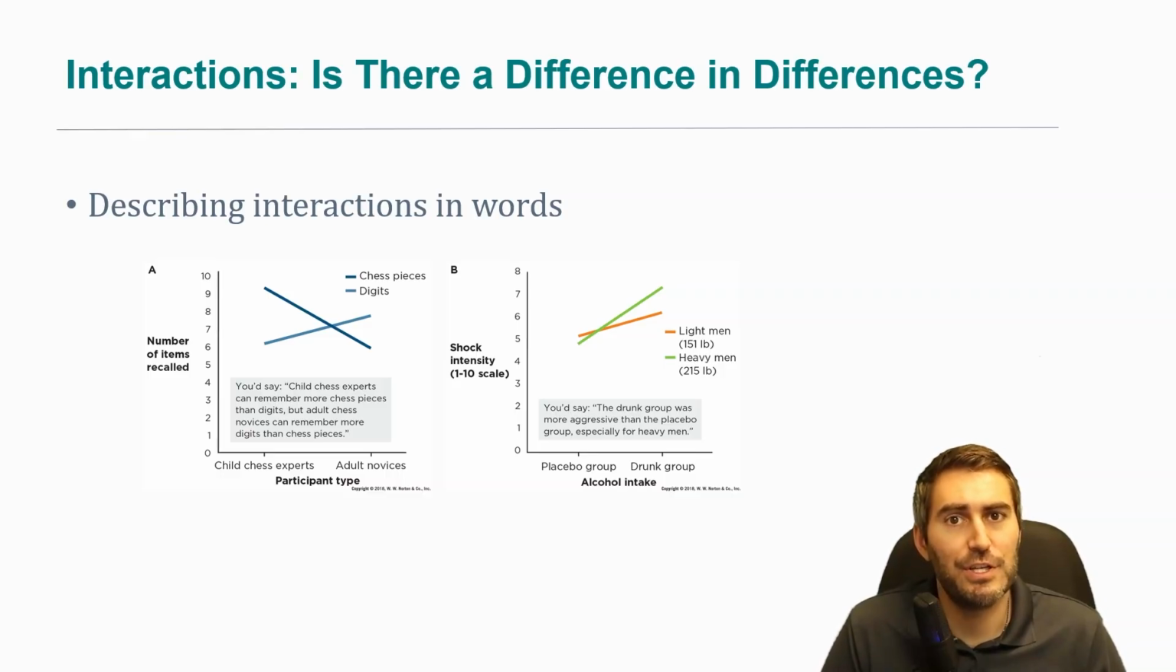Another approach is to use such phrases as "especially for" and "depends on," as is depicted on the right, which states the drunk group was more aggressive than the placebo group, especially for heavy men.